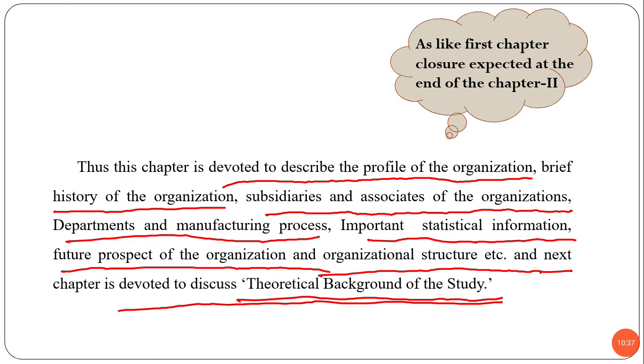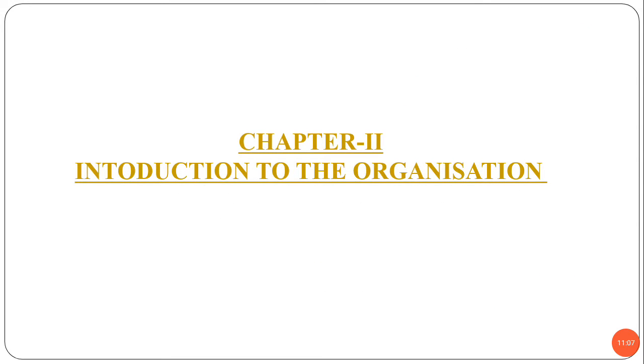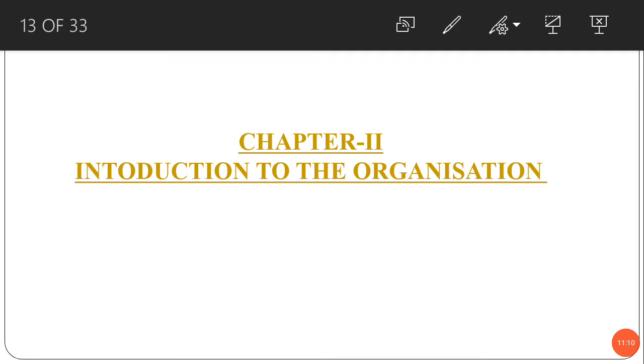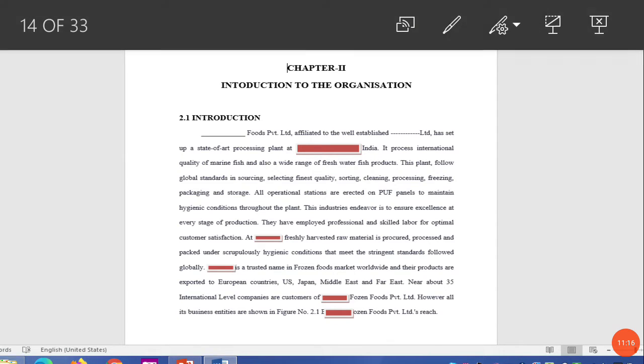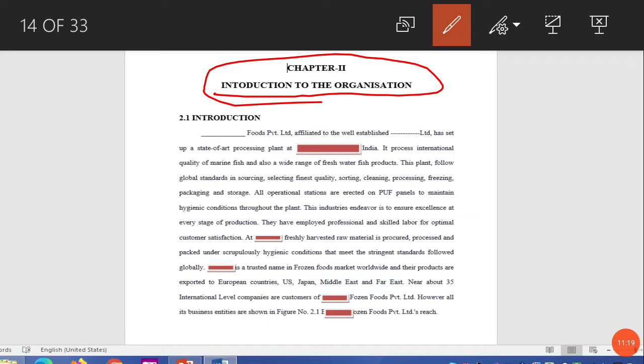Thus, students will learn how to write chapter 2 of the project report. The second chapter should comprise introduction, profile of the organization, brief history of the organization, important statistical information, future prospects, organization structure, etc. Now let's learn how to write chapter 2 with an example. Chapter 2, Introduction to the Organization. Students, here in Word is the example of chapter 2, Introduction to the Organization.